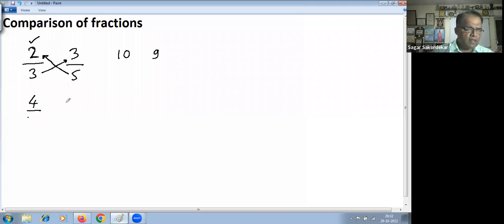4/7 and 3/5. See here, 5 × 4 is 20, 7 × 3 is 21, so this is 20, this is 21, so this is greater.